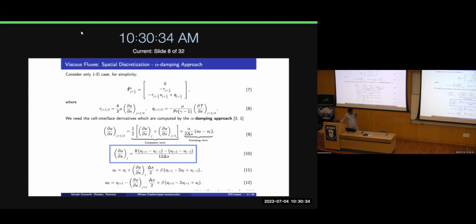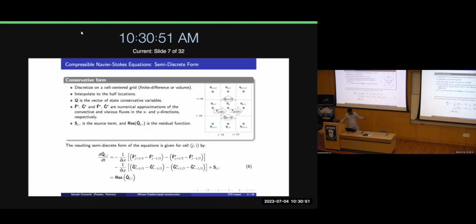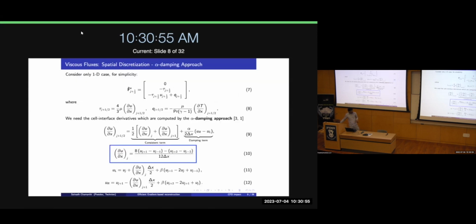So in the one-dimensional scenario, you can say F at J plus half is tau at J plus half times E at J plus half and Q at J plus half. So this tau at J plus half requires dou U by dou X at J plus half. How do we compute this dou U by dou X at J plus half? By using an approach called the alpha damping approach, which is given by this particular equation.